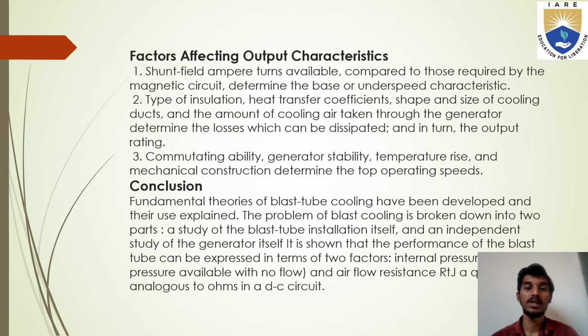Factors affecting output characteristics. Shunt field ampere turns available compared to those required by the magnetic circuits determine the base or underspeed characteristics. Types of insulation, heat transfer coefficients, shape and size of cooling ducts, and the amount of cooling air taken through the generator determine the losses which can be dissipated and in turn the output rating. Commutating ability, generator stability, temperature rise, and mechanical construction determine the top operating speeds.